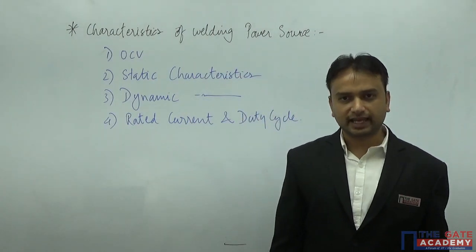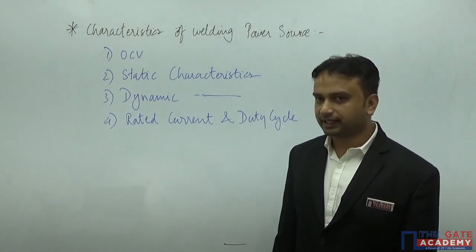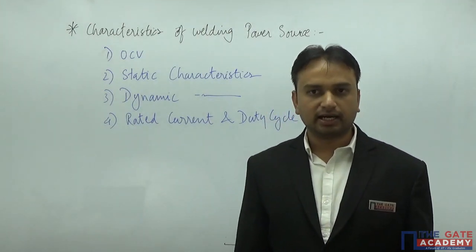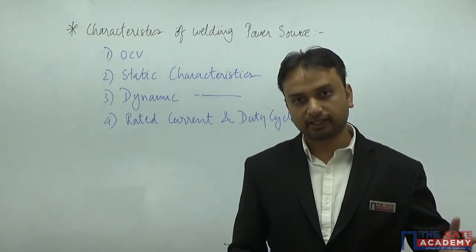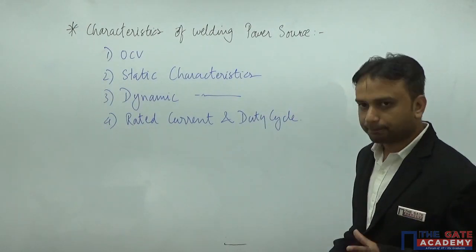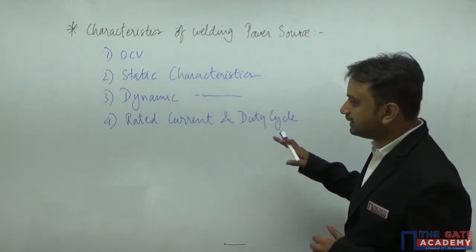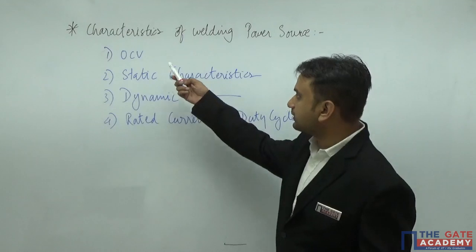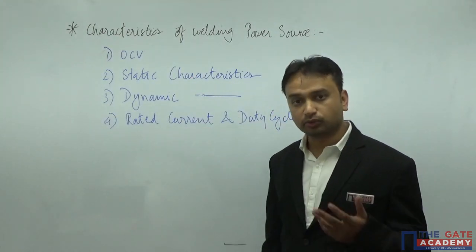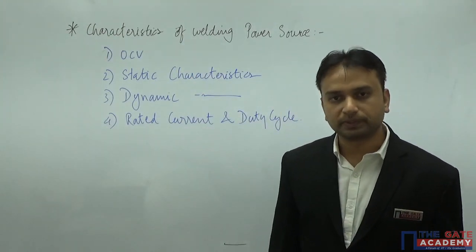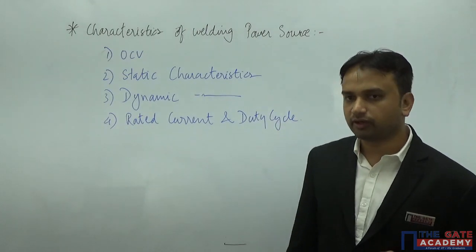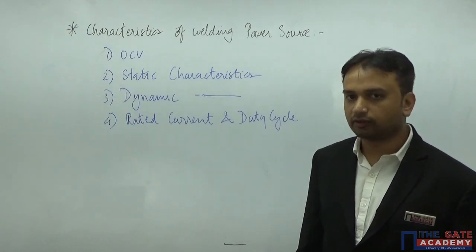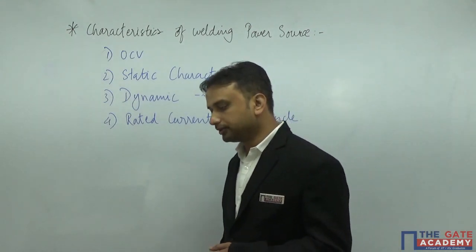Alright friends, let us have a look over here. These are the characteristics of the welding power source. Now, when you are purchasing a power source, you need to compare something with a benchmark. So these are the things that are going to provide that information. The first characteristic is known as OCV, open circuit voltage, right? Then the static characteristics. We are going to talk about that in detail.